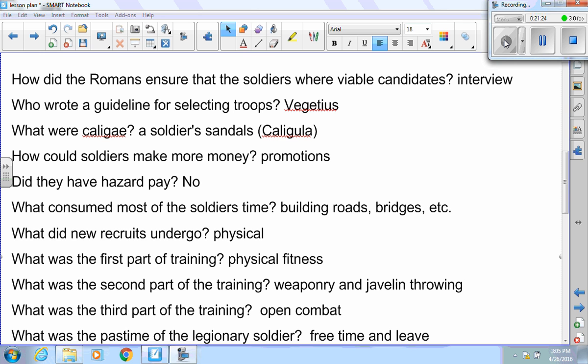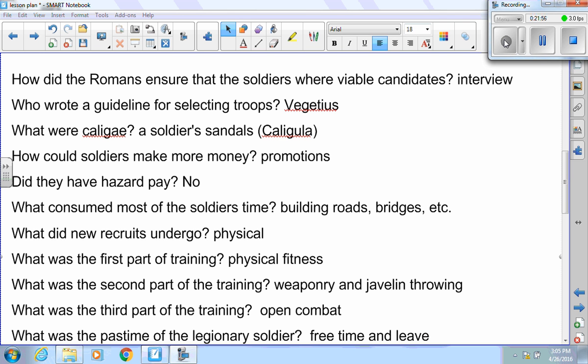And now it's time for the cultural section. How did the Romans ensure that the soldiers were viable candidates? Well, they had an interview. Who wrote the guideline for selecting the troops? Vegetius. What were caligae? They were soldiers' sandals, if you remember. Caligula, one of the awful people in ancient Rome, was named after the caligae. His name was Little Sandals, or Little Soldier Boots.